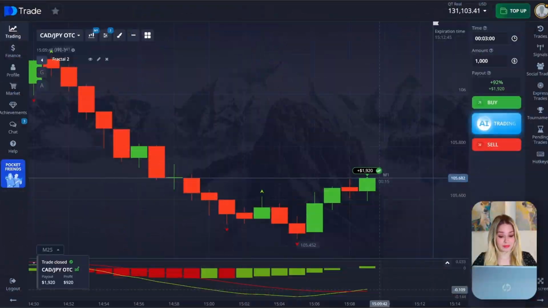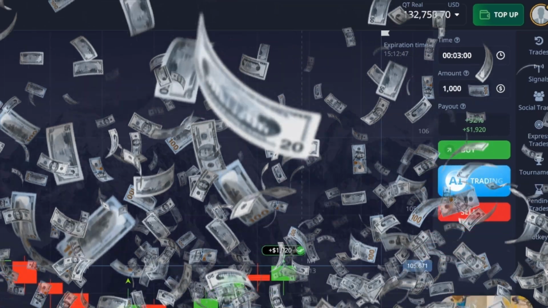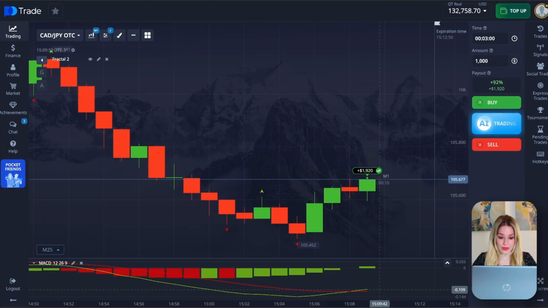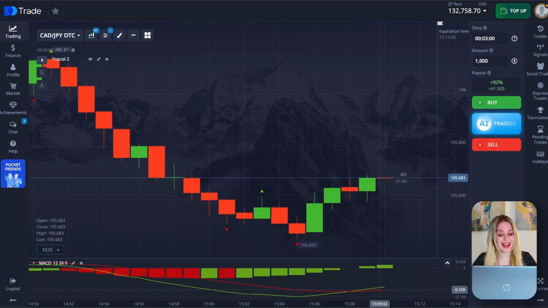I'll say right away, here we had a price reversal. Our moving averages crossed, and the price from the entry point went up quite well. We are also in the plus by plus $920. Let's go further.